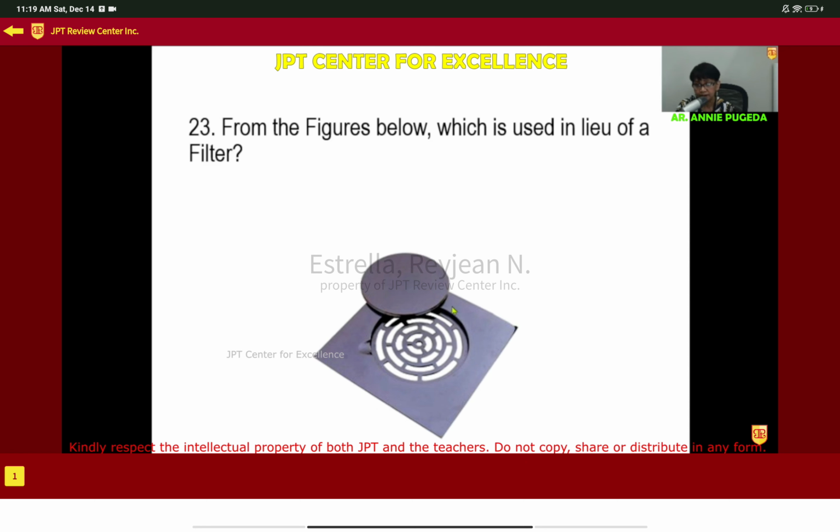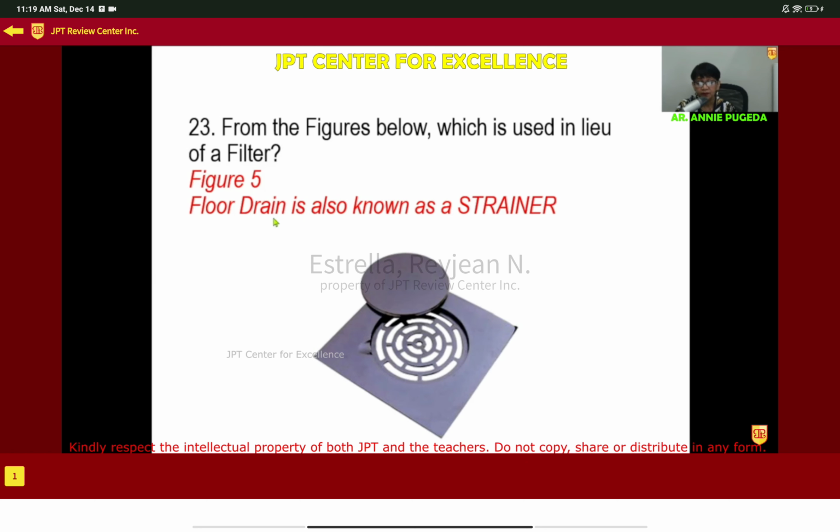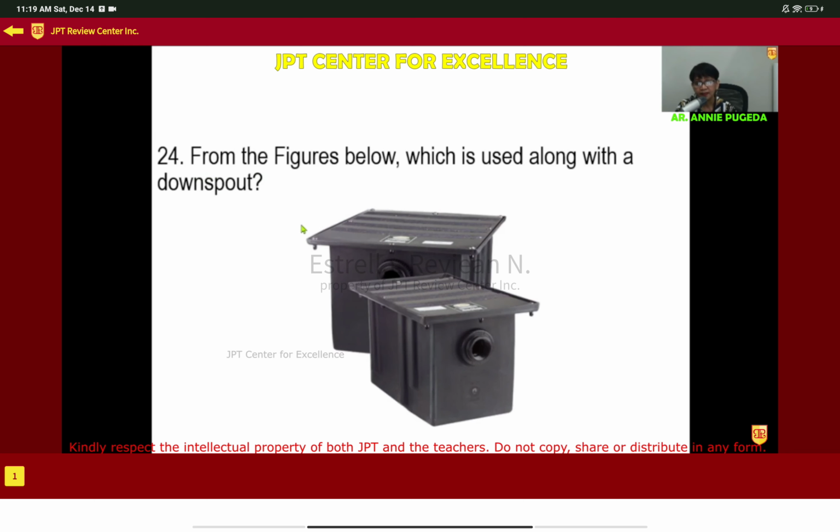Okay, in lieu of filter. Ganyan. Bakit filter? Eh, na-strain niya yung buke, so na-filter niya. Therefore, figure 5, floor drain is also known as strainer. Then, kanina to. Use along with a downspout. So, yung isa kanina may grills, which is area drain excavation. Ito, mayroon siyang takip. This is known as catch basin.